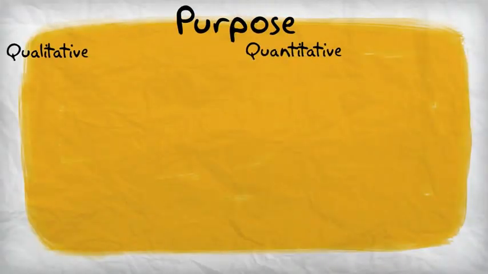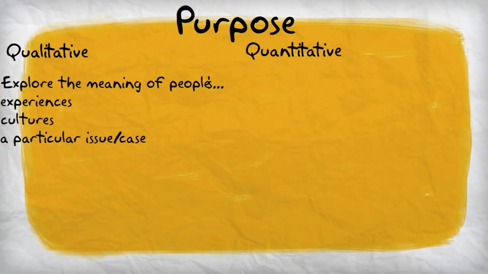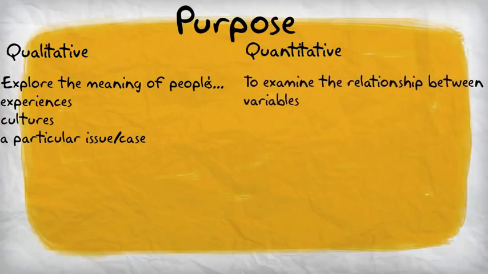The purpose of qualitative research is to explore the meaning of people's experiences, the meaning of people's cultures, the meaning of how people view a particular issue or case, known as a case study. But the purpose of quantitative research is to examine the relationship between variables. Let's define a variable. A variable is a characteristic. We'll talk more about this in just a second.